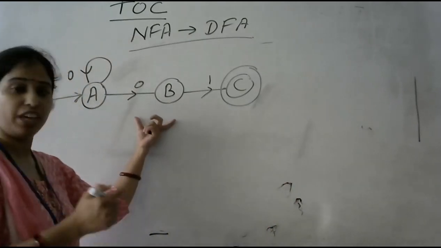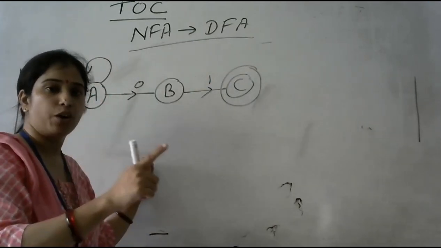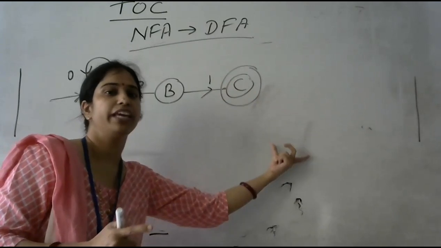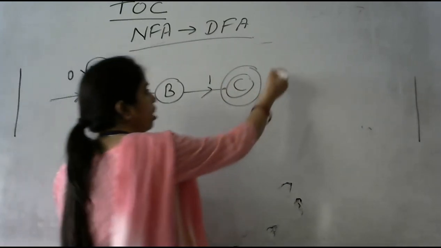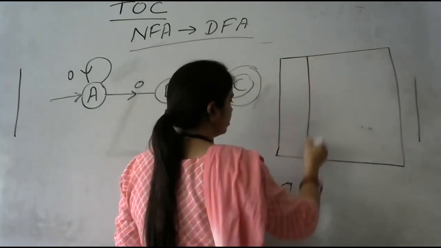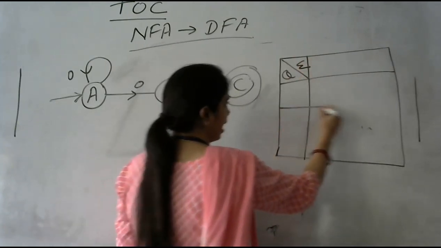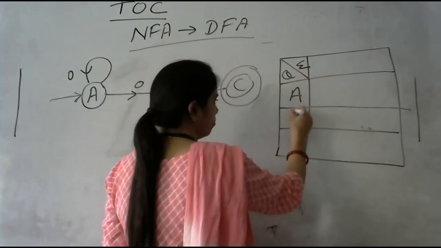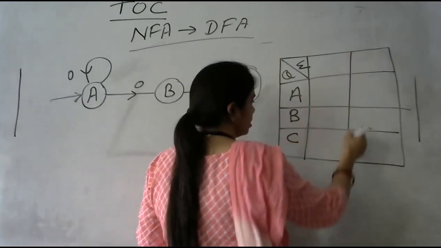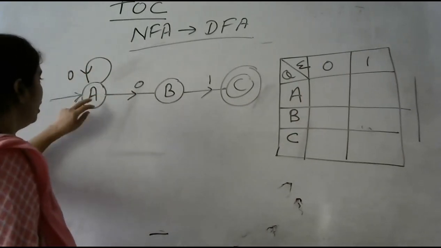Let's see. If we want to convert NFA to DFA, the first step is to draw a transition table, because from the transition table we can convert the NFA to DFA. Now we have to make a transition table of this NFA. In this NFA we have three states A, B, and C, and we have only two inputs, that is 0 and 1. Okay, now shall we start?